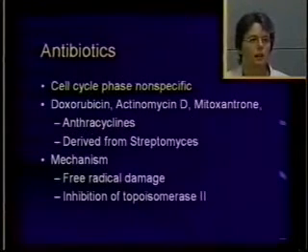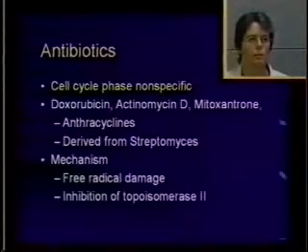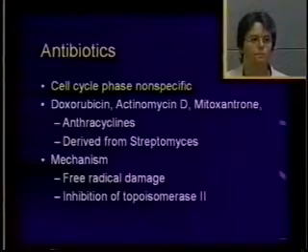Moving into the antibiotic category, these are also cell cycle phase nonspecific. The most commonly used antibiotic chemotherapeutic agents include doxorubicin, actinomycin, and mitoxantrone. These fall into the class anthracyclines, and they're derived from cultures of streptomyces. These act by two mechanisms.